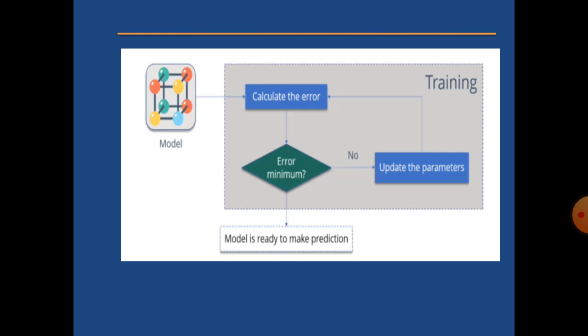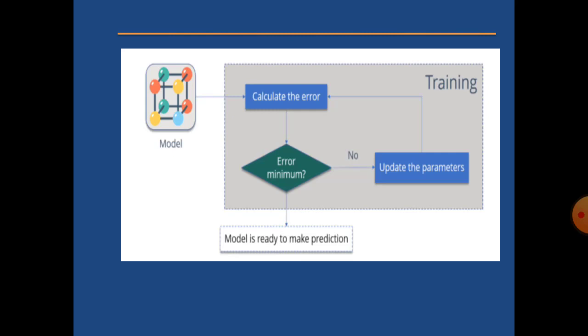If the error is minimum, or if it is zero, or if it is negligible, we can say that the model is ready for prediction. If the error is not minimum, then we have to update the parameters. What parameters? We have to update the weights.